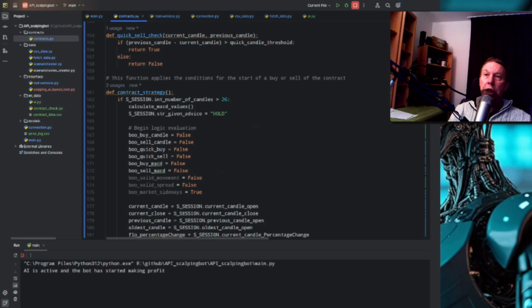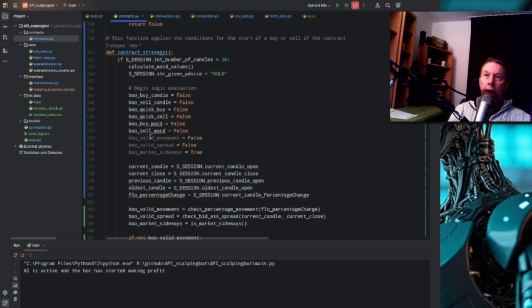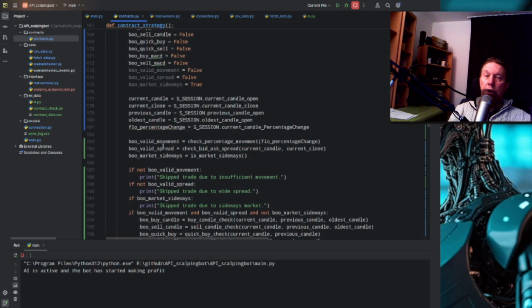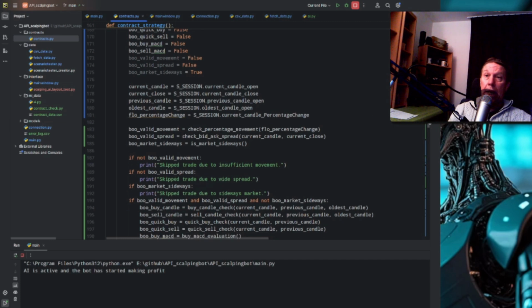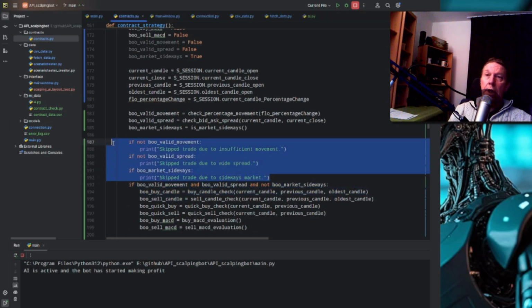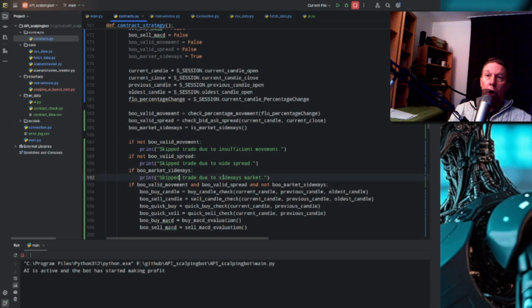Coming back to the strategy, you will see that there is now added the valid movement, the valid spread, and the market sideways. Valid movement is false by default, valid spread is false by default, and the market sideways is true by default. As in, the market is assumed to be moving sideways until we get an opposite reaction. That's what's happening here. The valid movement will be checked, the valid spread will be checked, and there will be a check if the market is sideways. Then I added the information, so that if not, I can see what is going on.